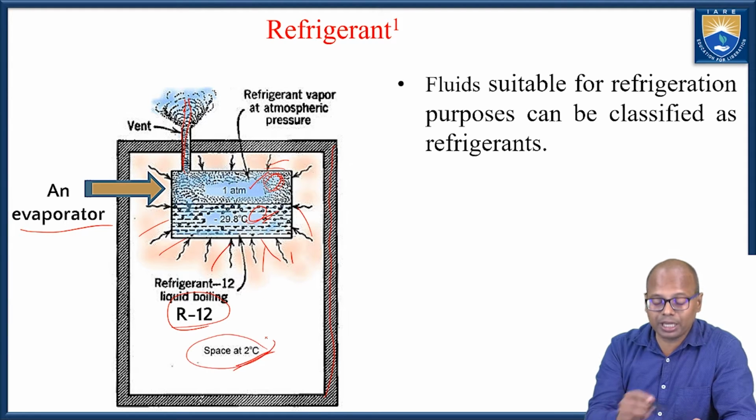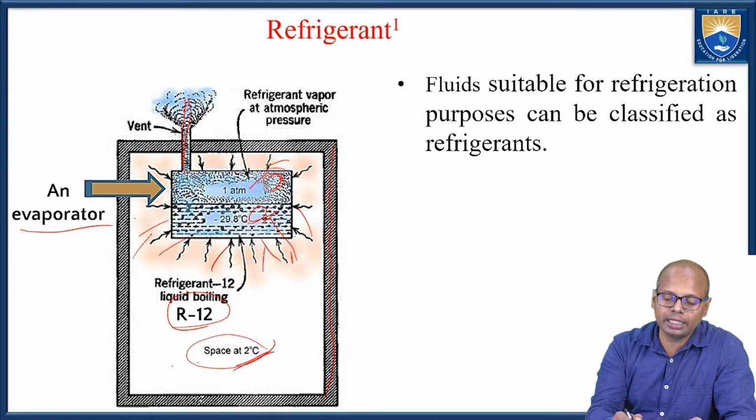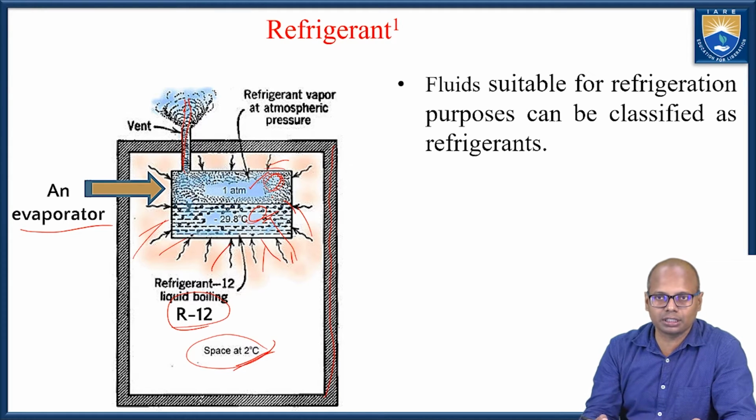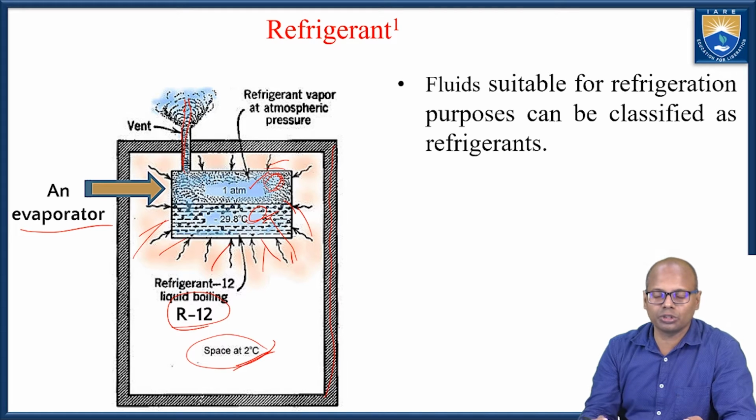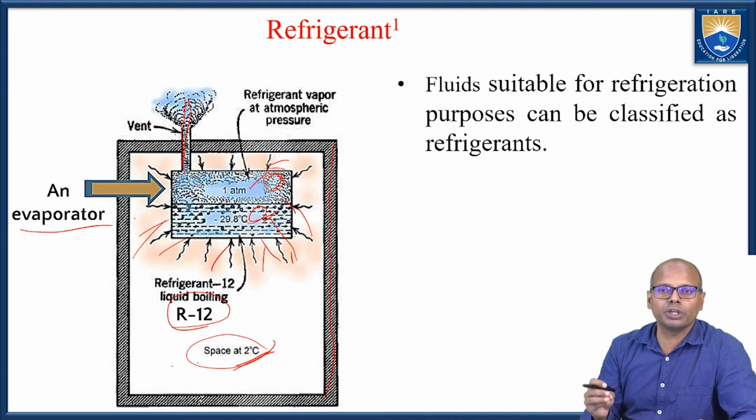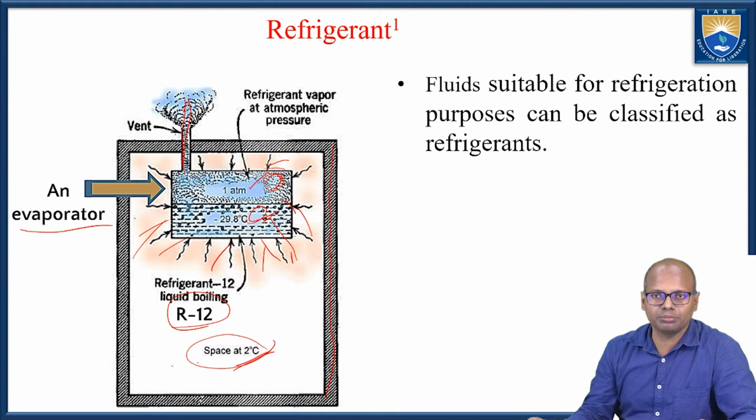Here the space is maintained at 2 degrees centigrade. Even though the space is at 2 degrees centigrade, the refrigerant is absorbing heat from the refrigeration space, and the liquid is getting evaporated in the evaporator. So this is the purpose for which we use refrigerants, or this kind of fluids, for refrigeration purposes.